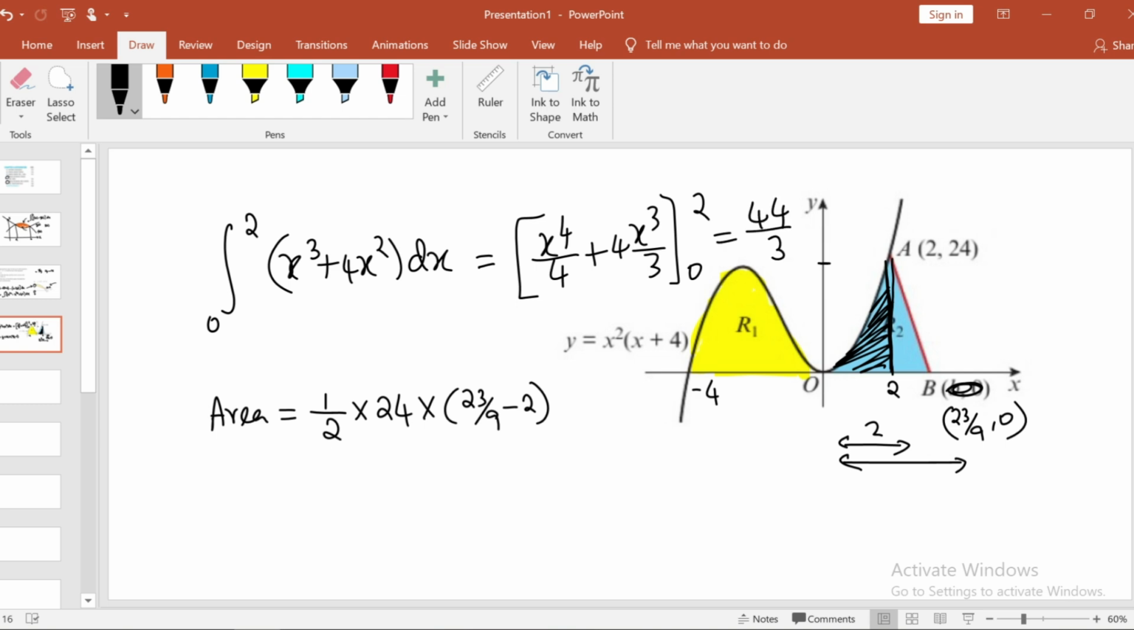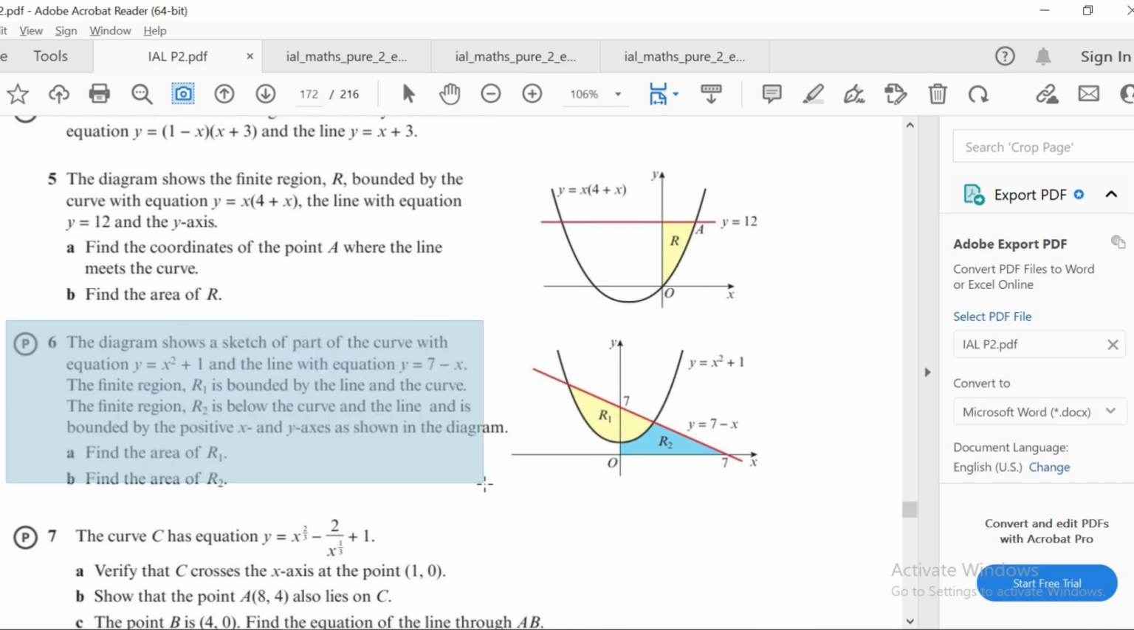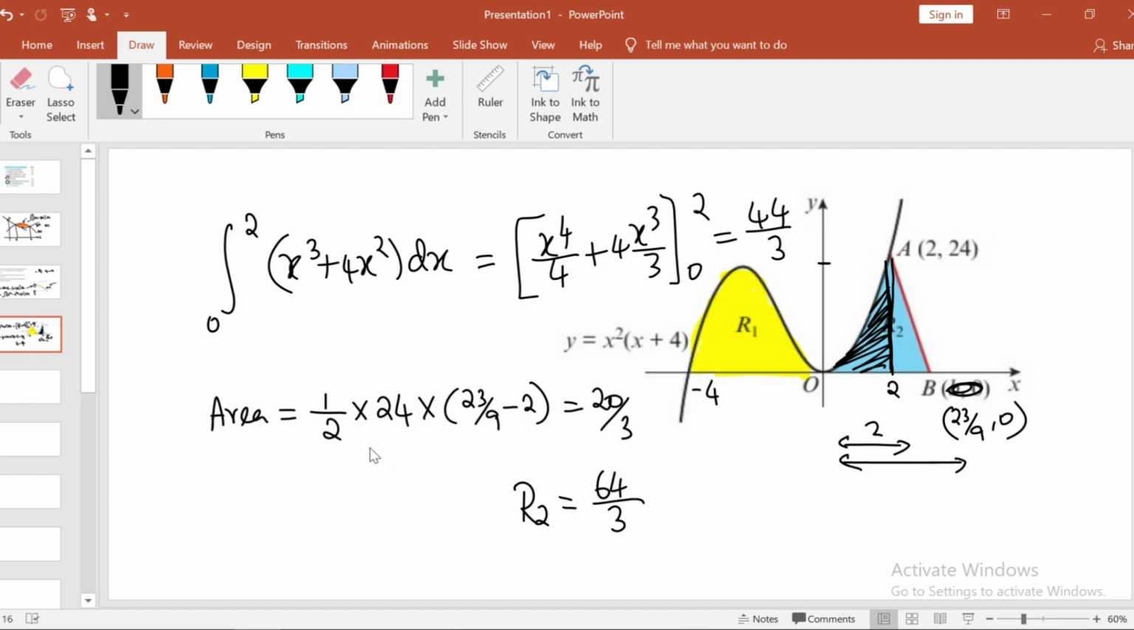And then here half times 24 times 23 over 9 minus 2. That's 20 over 3. When you add both, you'll get R2 is equal to 64 over 3, which is same as R1. You understand this, right? Yeah. Copy this. Copying it. Okay, I copied it.